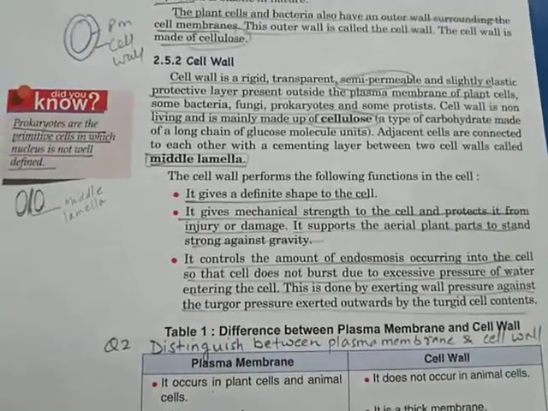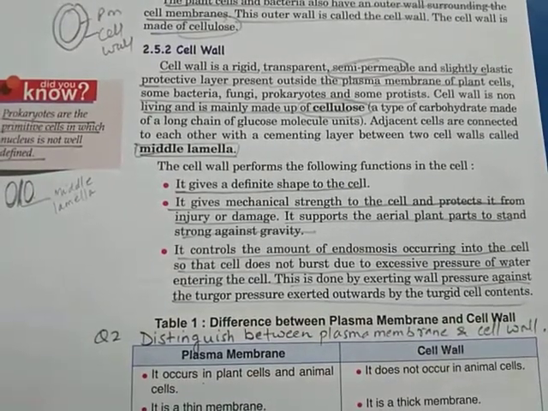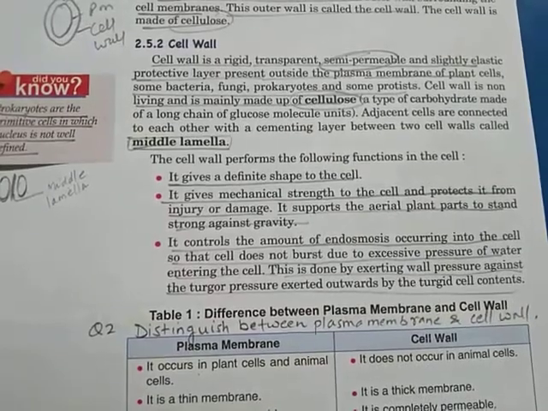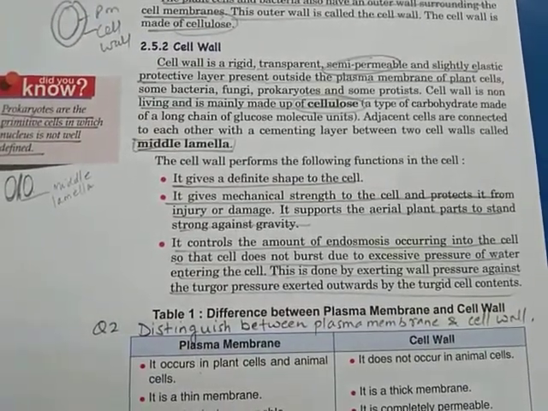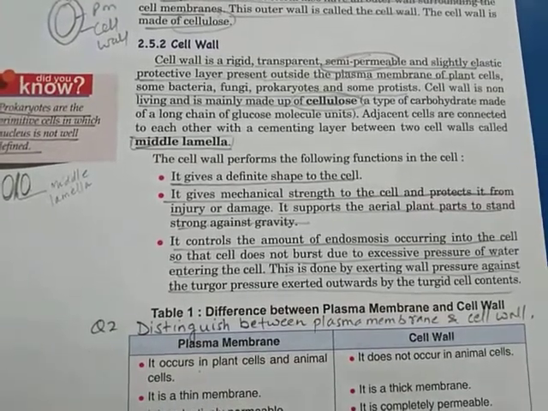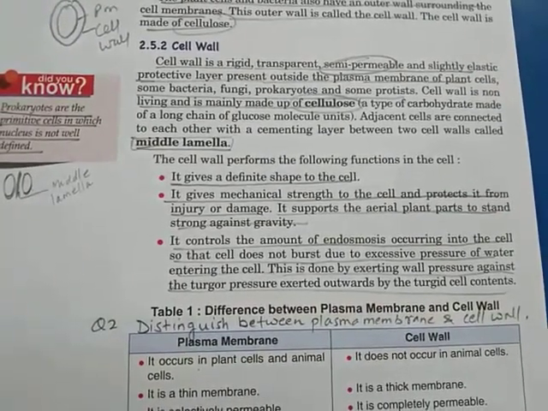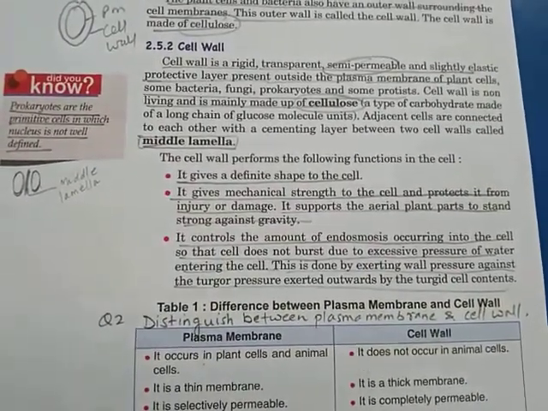So the function of cell wall is it gives definite shape to the cell. Also it provides mechanical strength and protects the cell from injury or damage. In plants the cell wall gives support to the aerial parts. Aerial parts means the parts which lie in the air.